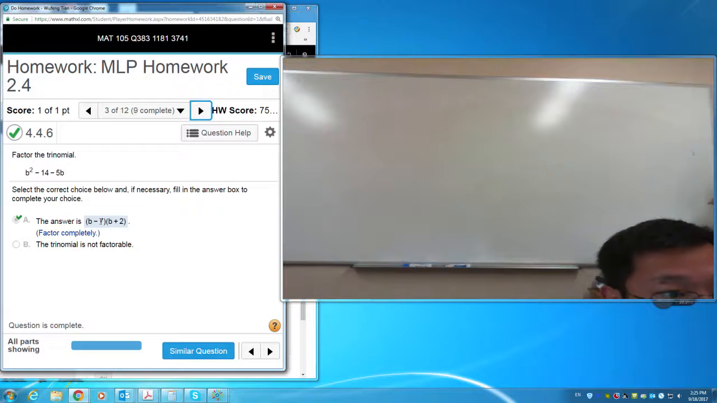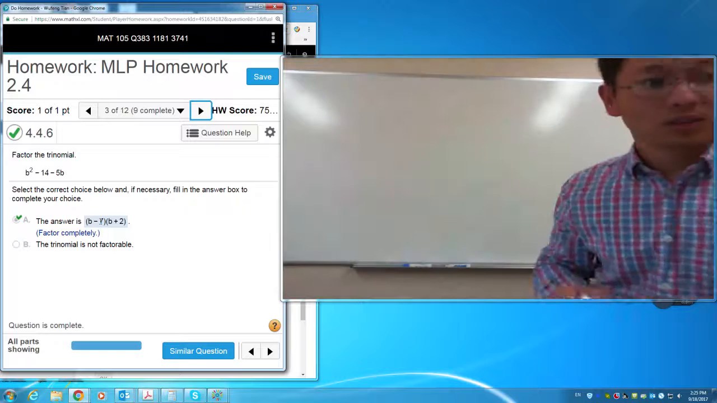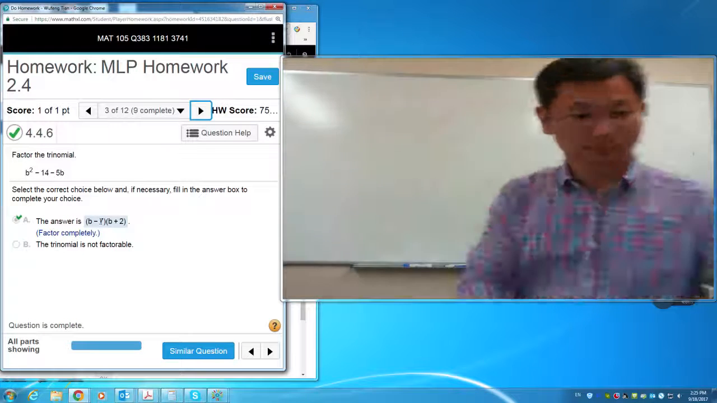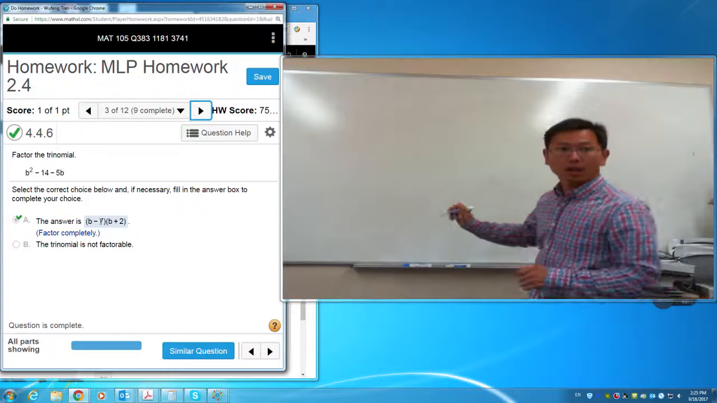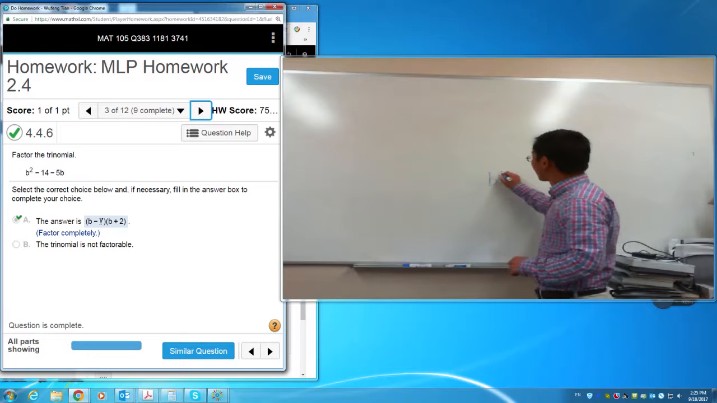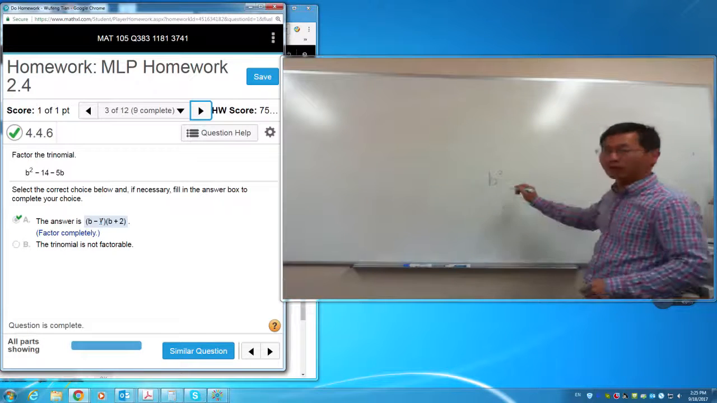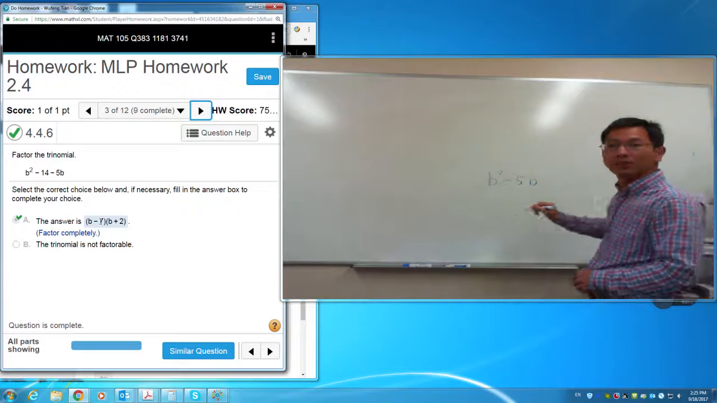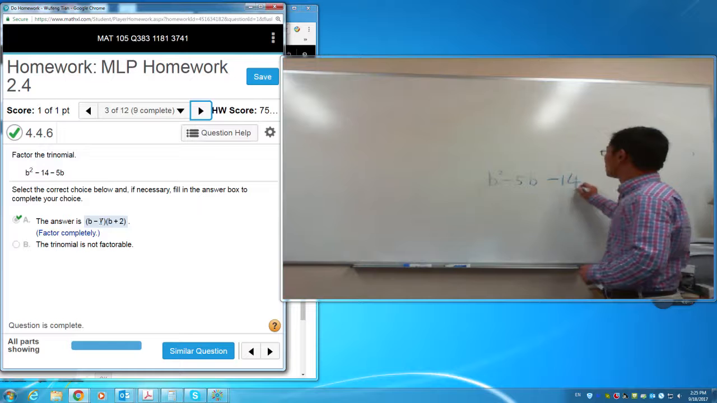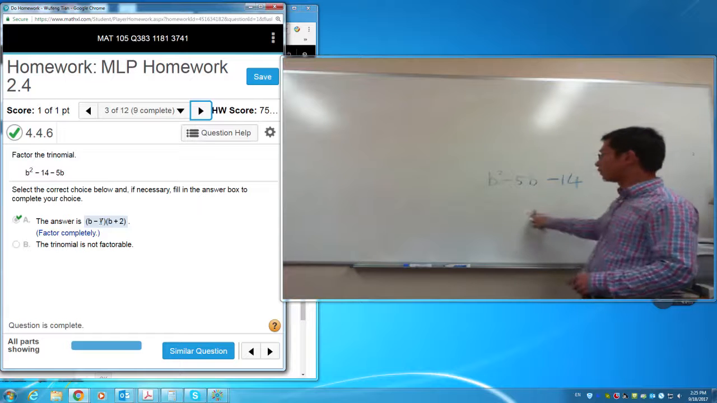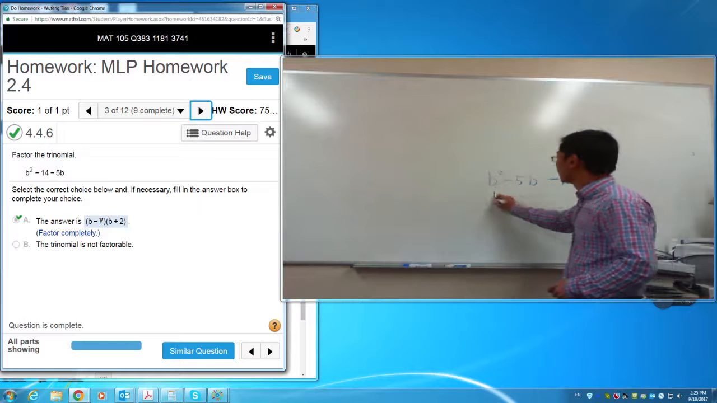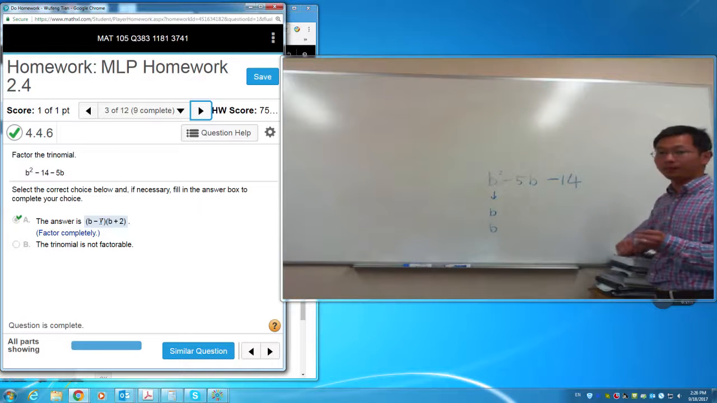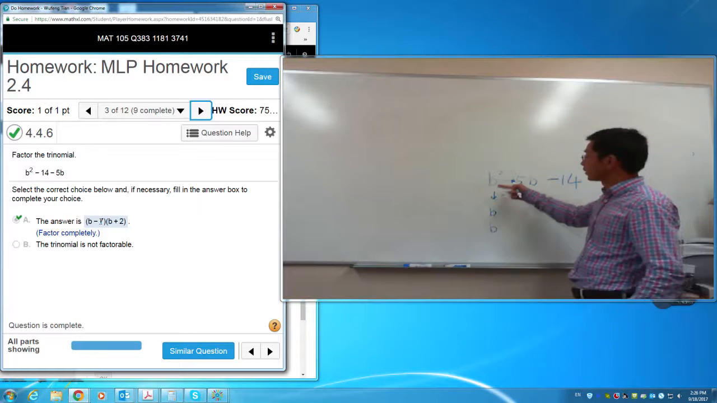Number 3, factor b squared minus 5b minus 14. So we want to factor it. First we factor the first term, b squared. It gives you b times b, which gives you b squared.